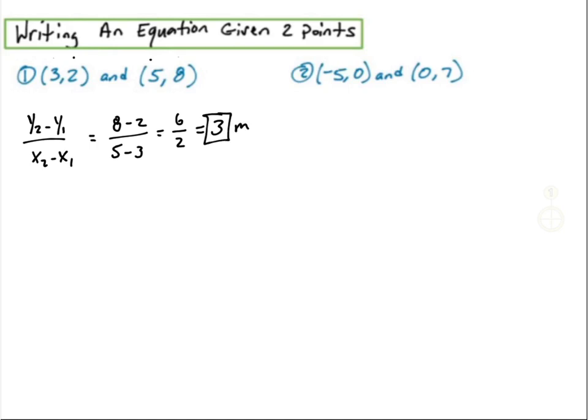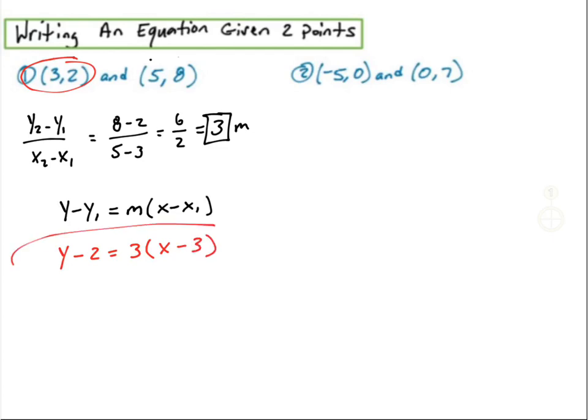So this is m. Now we can take this value of m and either point in this case and write these into point-slope form. So keep in mind your point-slope form equation, y minus y1 equals m times x minus x1. When you're plugging into point-slope, either point set could be x1, y1, so it's kind of preference. I'm just going to use the first point here, the 3, 2. So y minus 2 equals 3 times x minus 3. And this is point-slope form. We could also simplify this down, but I'm not going to for time's sake right now.